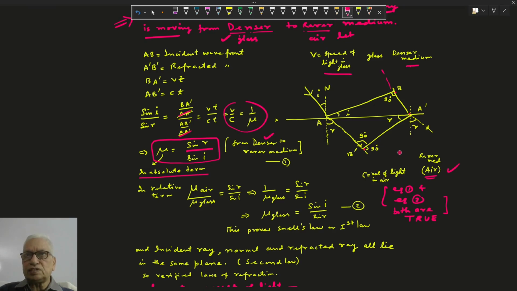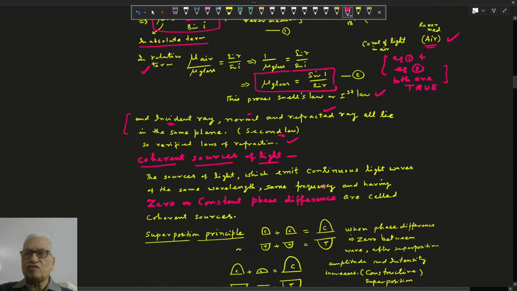In the absolute term, like this, it gets reversed. In relative terms, mu of air, because the ray is moving from denser to rarer, from glass to air. So mu of air upon mu of glass is sin r upon sin i. Mu of air is 1, and we reverse the mu of glass. We are getting this same thing here. This is Snell's law, so this is the first law here also. Second, the incident ray, normal and the refracted ray all lie in the same plane. So this is the second law. The laws of refraction are also verified when the ray is moving from denser to rarer medium.